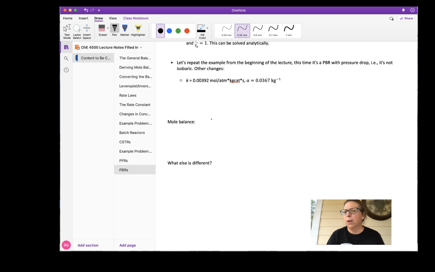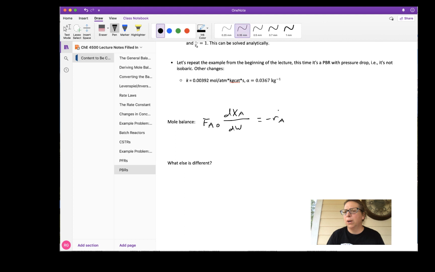So let's solve this. The mole balance for the PBR looks just like the mole balance for the PFR: F_A0 dX/dW equals minus r_A, except in this case, instead of having a dV term, we have dW. So again, instead of solving for the reactor volume, we're going to solve for the catalyst weight, but these two terms are related by a simple scalar conversion factor.